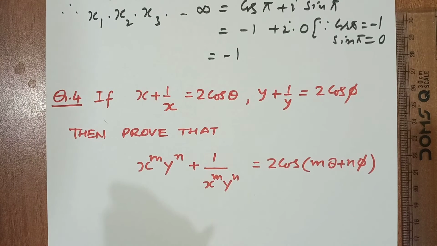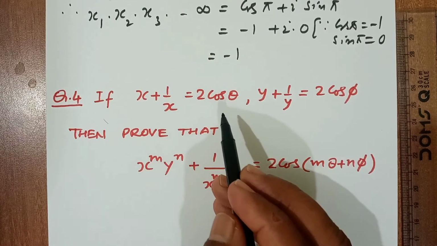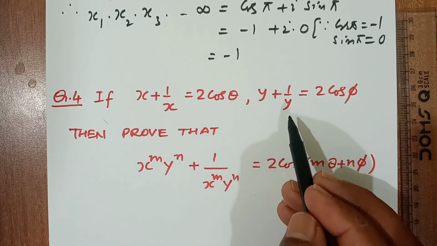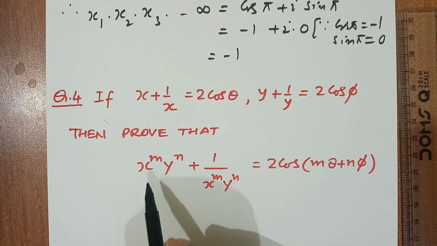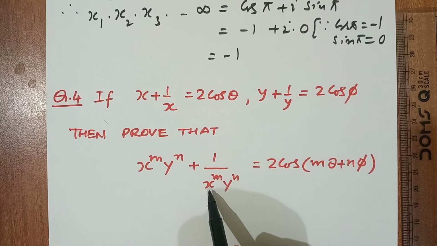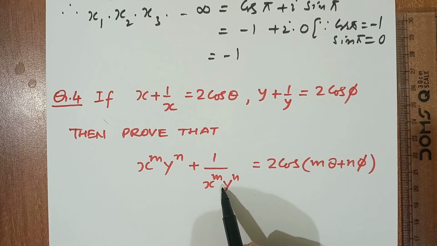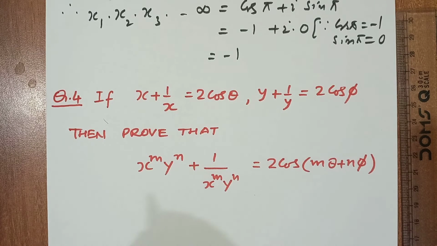Next very important question: if x plus 1 upon x is equal to 2 cos theta, y plus 1 upon y is equal to 2 cos phi, then prove that x to the power m y to the power n plus 1 upon x to the power m y to the power n is equal to 2 cos (m theta plus n phi). Okay, so proof.